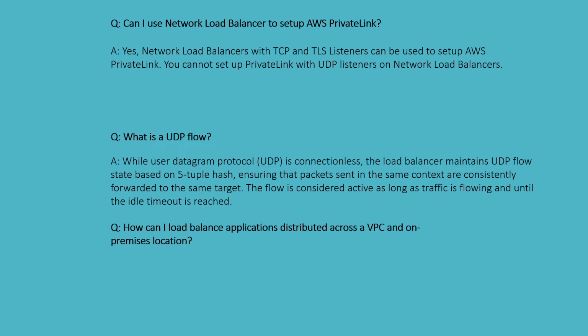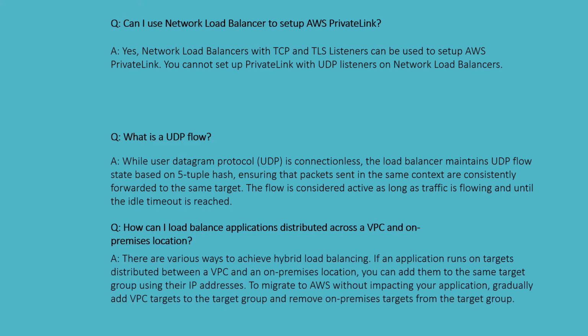How can I load balance applications distributed across VPC and non-VPC on-premises locations? There are various ways to achieve hybrid load balancing. If an application runs with targets distributed between a VPC and on-premises locations, you can add them to the same target group using their IP addresses to migrate to AWS without impacting your applications, and gradually add VPC targets to the target group and remove the on-premises targets from the target group.